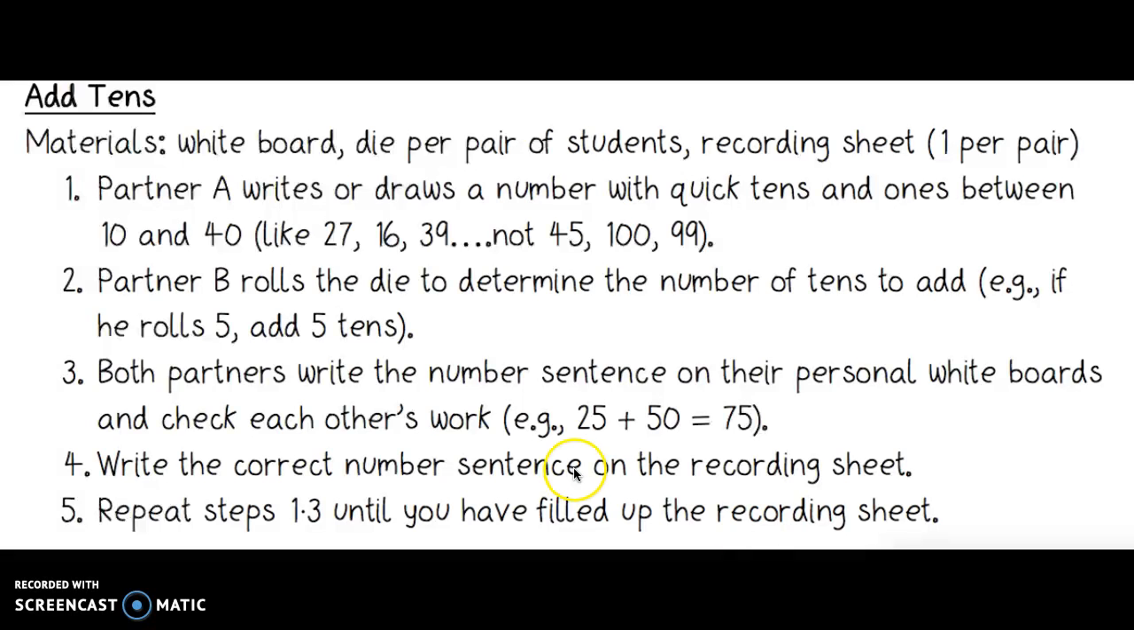Step 4, write the correct number sentence on the recording sheet. Then you're going to repeat steps 1 to 3 until you have filled up the recording sheet.